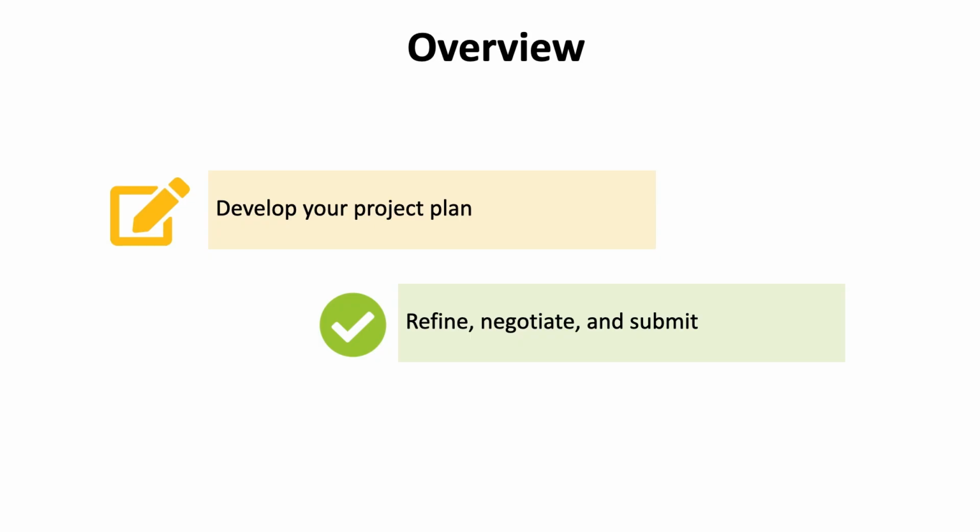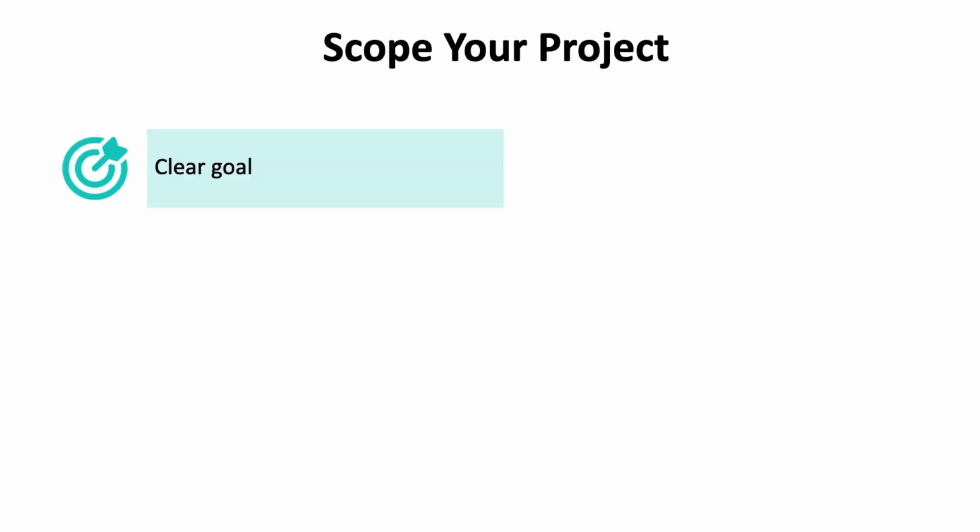Finally, informally run your nearly final proposal by the course instructor before formally submitting your proposal. Refine your proposal and negotiate major changes. After a final English grammar check, submit your proposal with confidence. It is vital that you scope your project. Have a clear end goal.